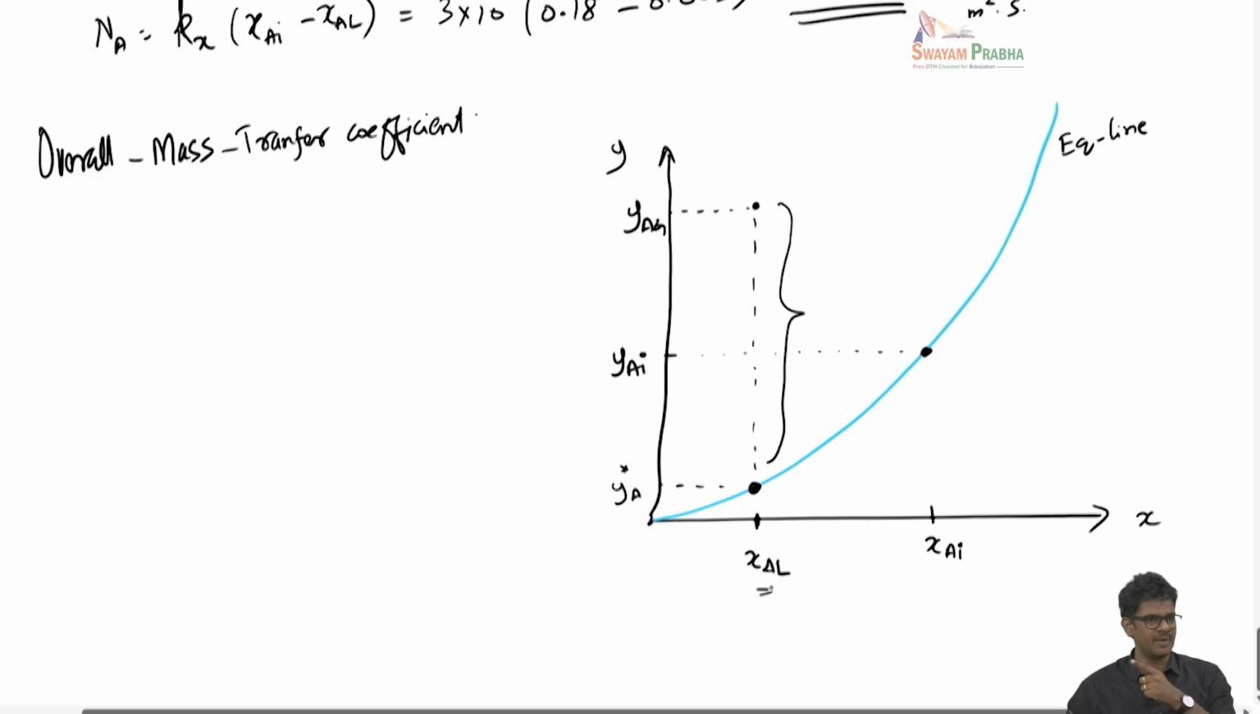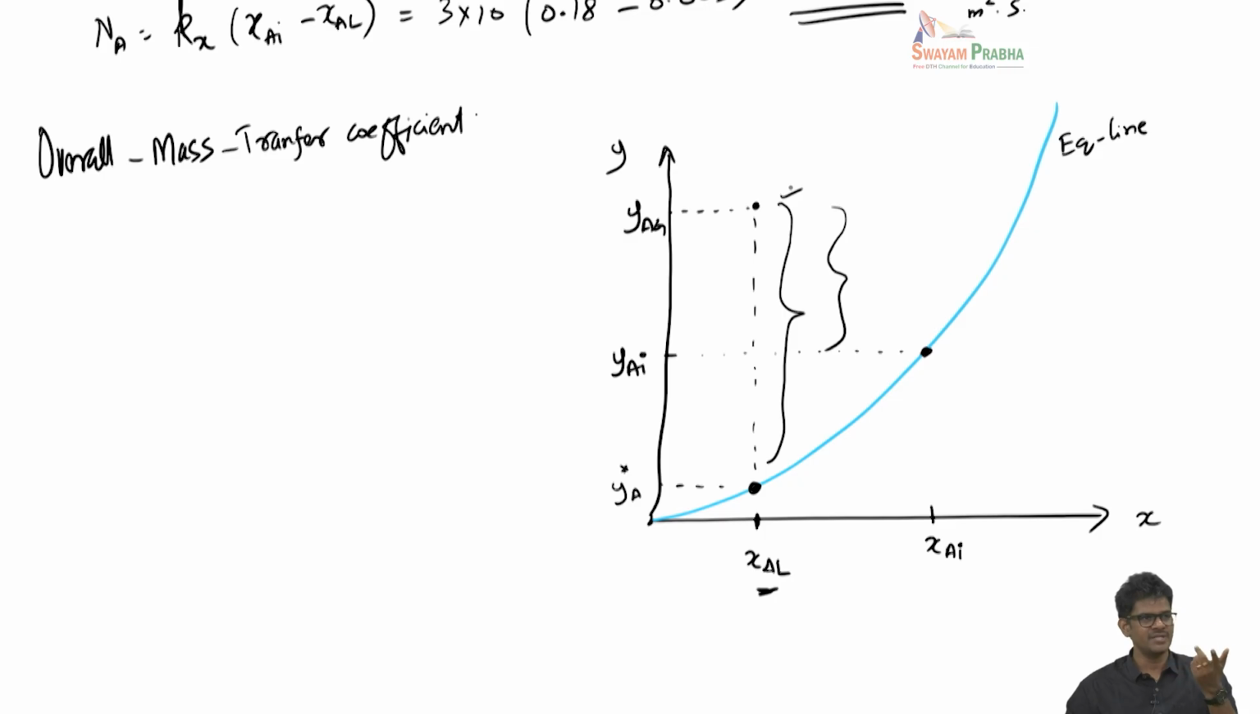So XAL is the bulk concentration of the liquid. Corresponding to that, there would be an equilibrium concentration in the gas phase. That would be actually YI. So the way I am finding YA star is the equilibrium value corresponding to XAL. XAL is the bulk liquid concentration. Corresponding to that, there will be an equilibrium gas phase concentration, which is YA star. So what I am hoping to do is, instead of using this particular concentration difference, how about using YAG minus YA star?